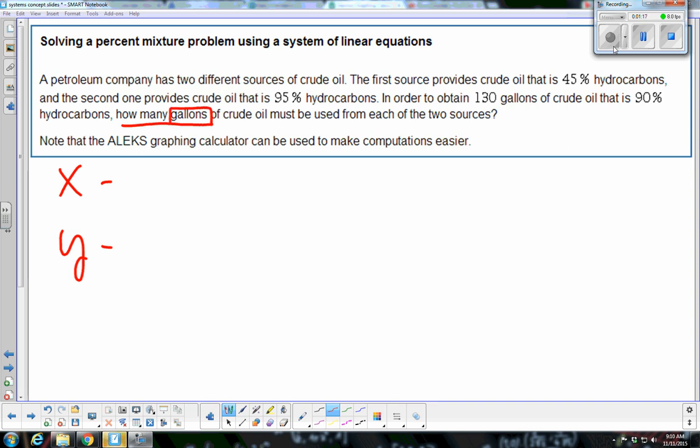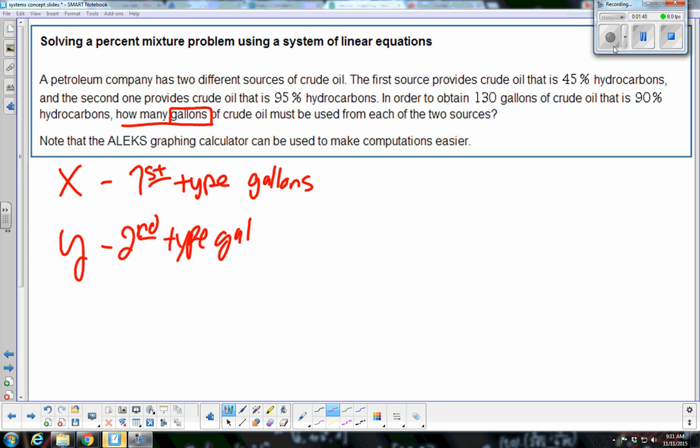So in order to find gallons, we're going to call x the first type gallons. So how many gallons we're going to use of the first type, and we'll say y is the second type gallons. So x and y will represent how many gallons of the first type and how many gallons of the second type.